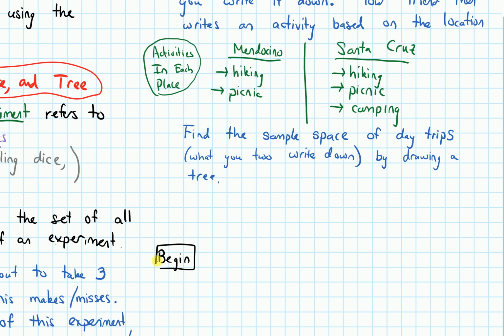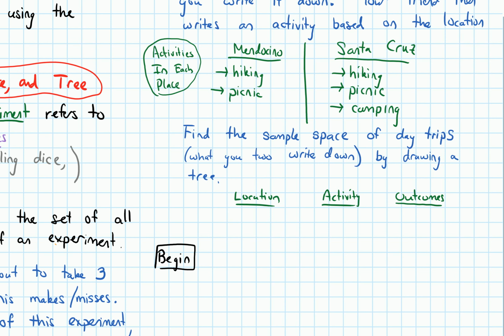And then I have to think about what the stages of this are. So the stages of this problem are, well, it tells us that you are going to pick a location, and then your friend is going to pick an activity to do in that location. And then once we have those two things selected, we can then write down the outcome. The outcome will represent what's happening on this day trip.